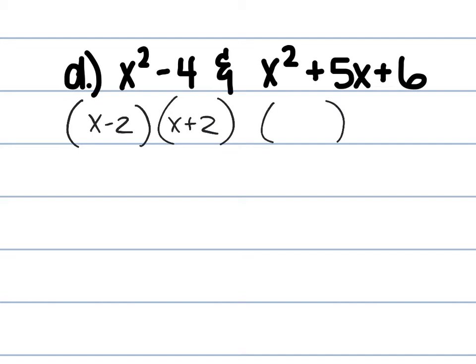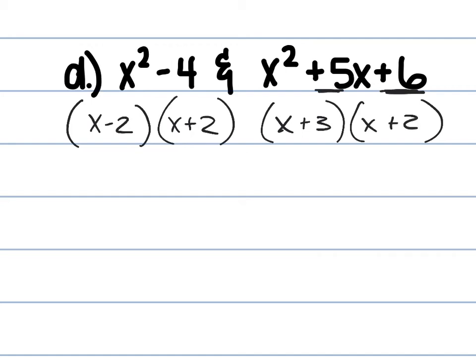What about the second one? What does it break down into? I need 2 numbers that multiply to give me positive 6 that add to give me positive 5. Do we all agree on a set of numbers or do we disagree? What did we decide? 3 and 2. X plus 3, x plus 2.